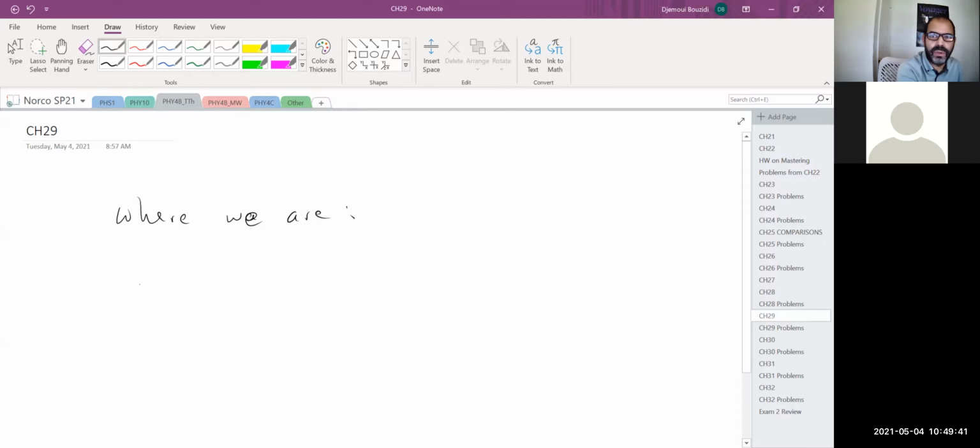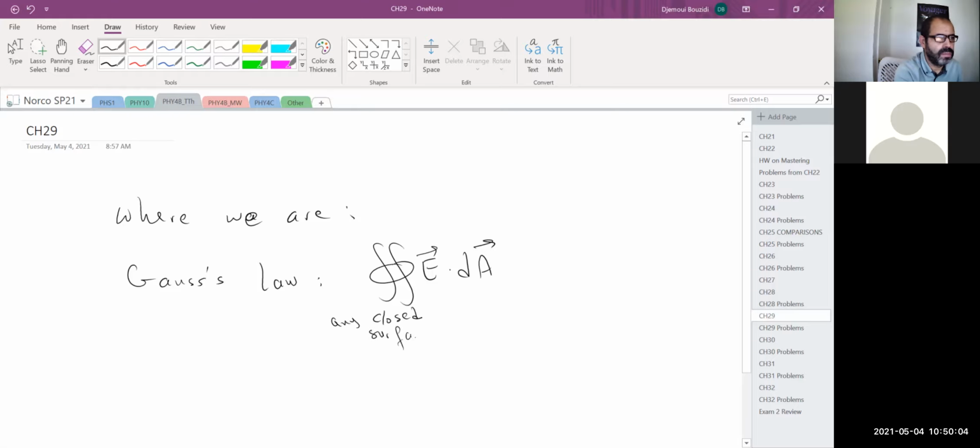So the first thing we discovered was Gauss's law. And Gauss's law says the flux of the electric field over a closed surface, and the circle in here indicates that, okay? Any closed surface is basically the measure of how much charge is enclosed in that surface.